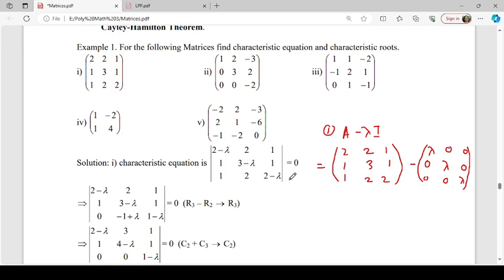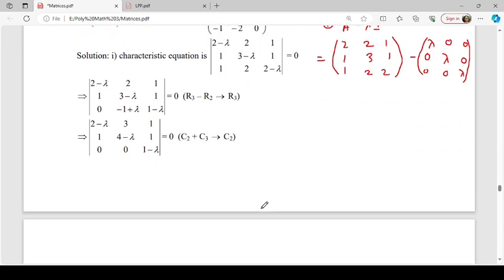Now we find the determinant, and we have some equation in lambda. We use transformations of the determinant to find the values, using the properties of determinants. To simplify this procedure, we do it like this: R3 becomes R3 minus R2. So this is the third row, this is the second row. So 1 minus 1 is 0, then 2 minus 3 plus lambda, and 1 minus lambda.